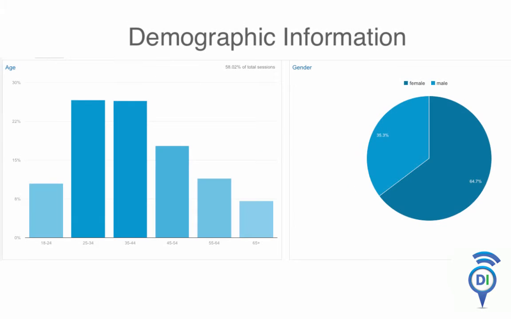The next report is demographic information. This is important to know so that we can figure out if the efforts we're putting into online marketing are reaching the people that we want to. In this case, a younger demographic and obviously more female.